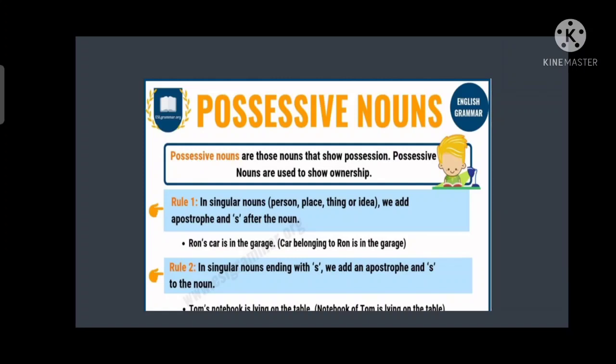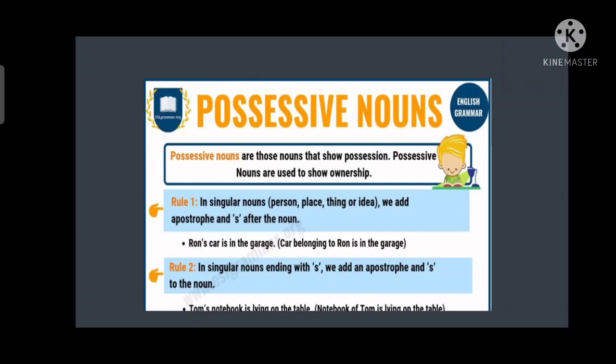Ron's car is in the garage. Now Ron is a singular noun, and it is a person, and here to show possession apostrophe s is used. Whose car is here? Ron's car is here. So the car belonging to Ron is in the garage.